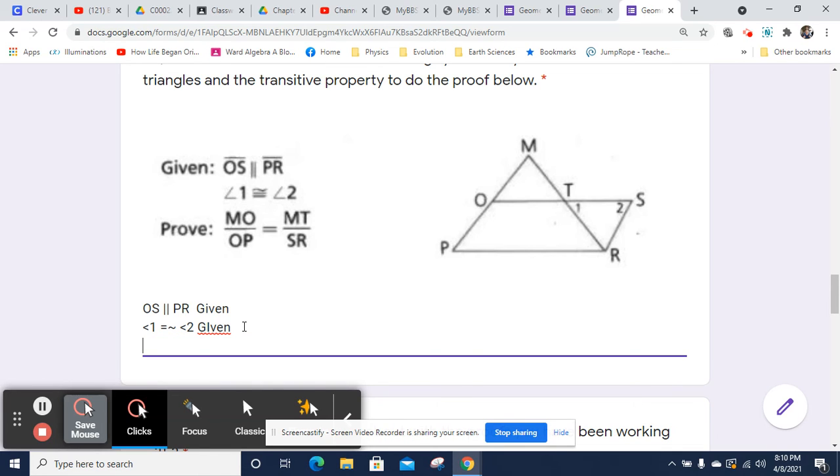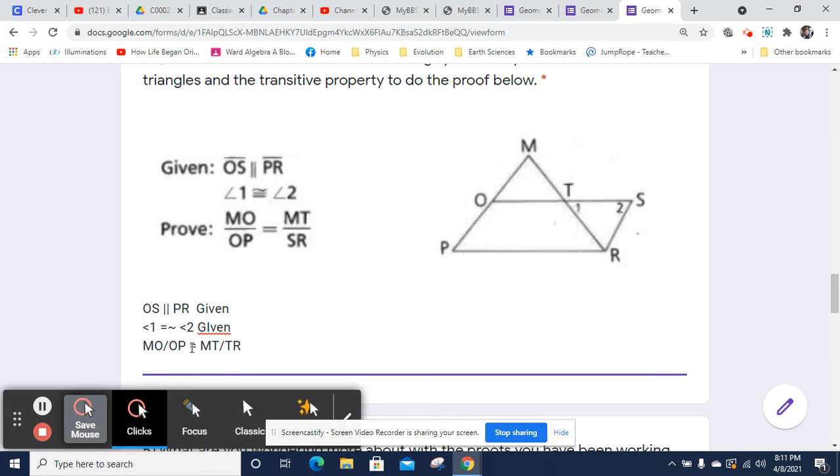Now we have this parallel line, and we know from previous stuff that a line that is parallel to a side of the triangle and cuts through the triangle is going to intersect the other two sides in such a way that it splits them into proportional segments. So because these are parallel, we can say that MO is to OP as MT is to TR.